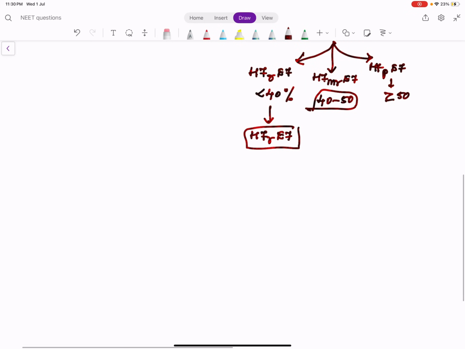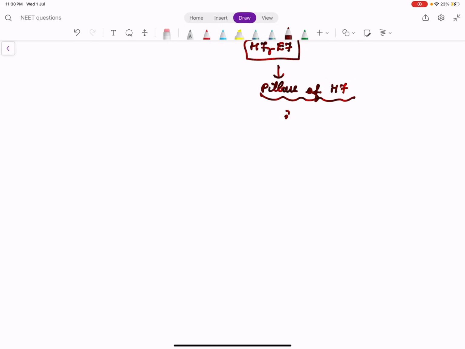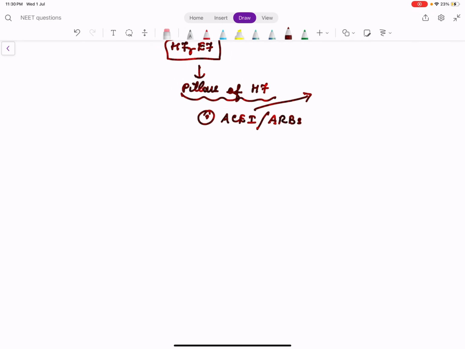Whenever there is heart failure with reduced ejection fraction, there are something called pillars of heart failure. Even if this seems too much to you, just hear these names once. There are 5 pillars of heart failure: ACE inhibitors or ARBs. ACE inhibitors, angiotensin converting enzyme inhibitors, are all the drugs which end with pril, like enalapril, captopril, ramipril. Anything which ends with pril is an ACE inhibitor.